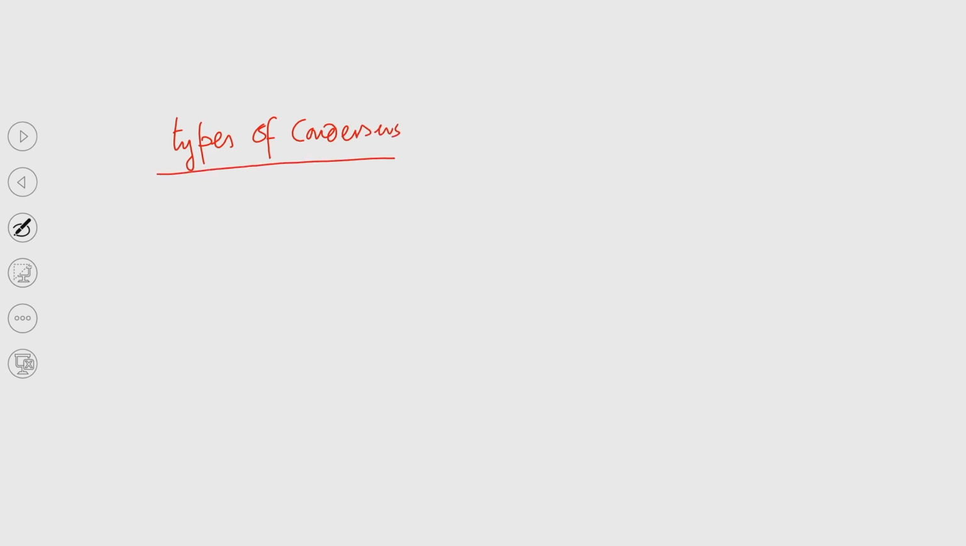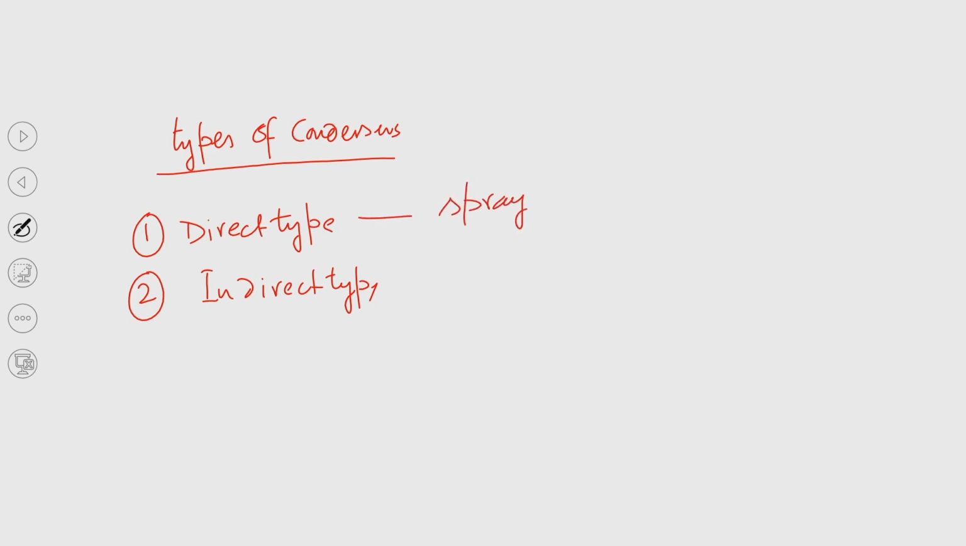Okay. Number one is direct type, number two is indirect type. Okay. So, direct type and indirect type condenser, you can see that. Direct type is the spray condenser, that we will be discussing. Indirect type is the surface condenser. Okay. So, the indirect type condenser is the surface condenser that I will be discussing today.